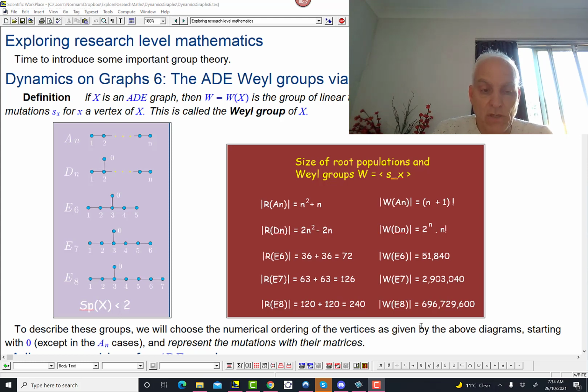Okay, so what we're going to do is concentrate on the mutations, and we're going to start with indexing, a labeling of the vertices. For AN, we start from 1 to N, but for the other ones, we're going to start with 0. There's a 0 vertex in these other ones, and our labeling is going to start 0, and then 1, and then 2, all the way up to N. That's the order that we're going to use in order to create matrices.